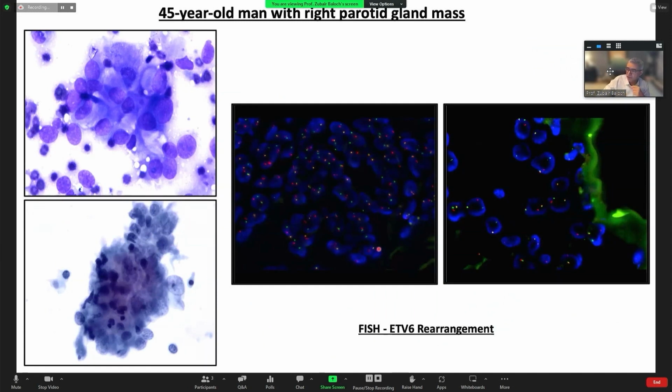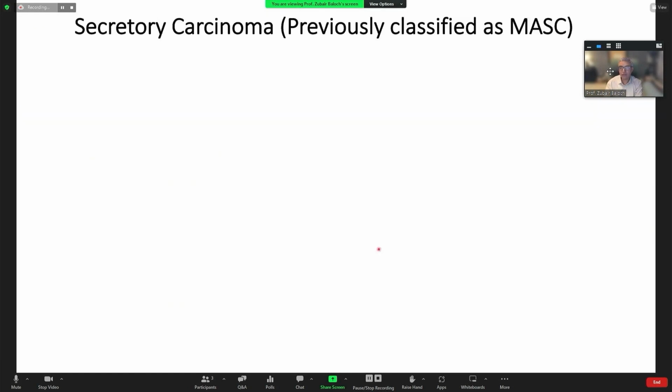I have a FISH, and we also have NGS at Penn, but when I have limited material on a cell block, I always do FISH, which I can actually even do on air-dried smears. And this tumor had that specific translocation to really make the diagnosis.